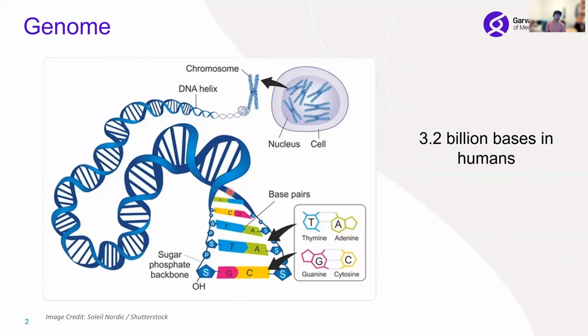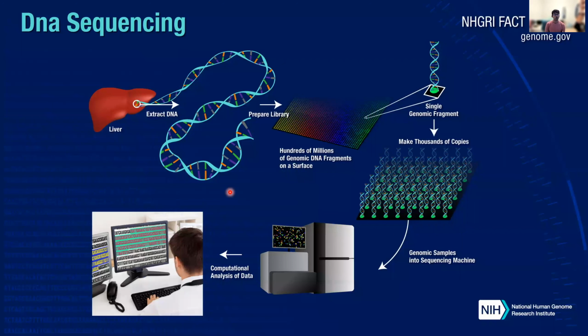And also in agriculture for various crop improvements, and forensics. So any field where organisms are involved, the genome study is important. Now let us see how this DNA molecule is read into a computer.